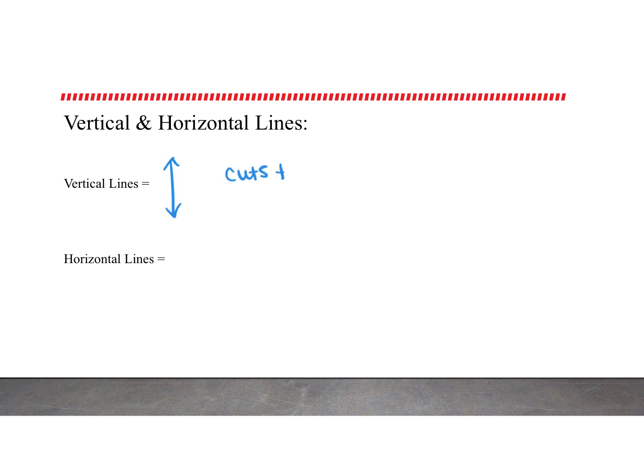It cuts through our x-axis. So vertical lines are all defined by x equals where they are crossing. That is the entire equation for a vertical line: x equals one number, where it crosses.